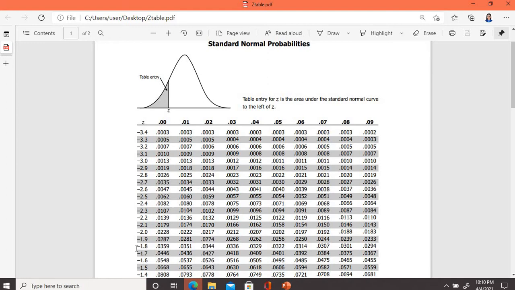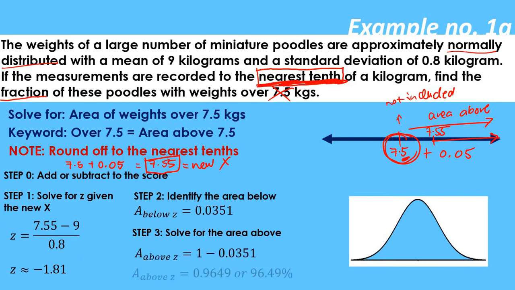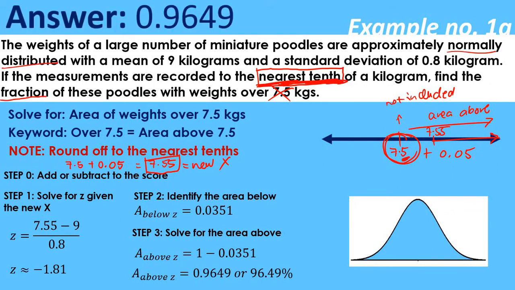Negative 1.81, this is negative 1.8, this is 1. So their intersection is 0.0351. So going back, the area below is 0.0351. And since we want the area over, which means area above, we need to proceed to step 3, wherein we need to solve for area above. And that will be 1 minus the area below, which is equal to 0.9649 or 96.49%.